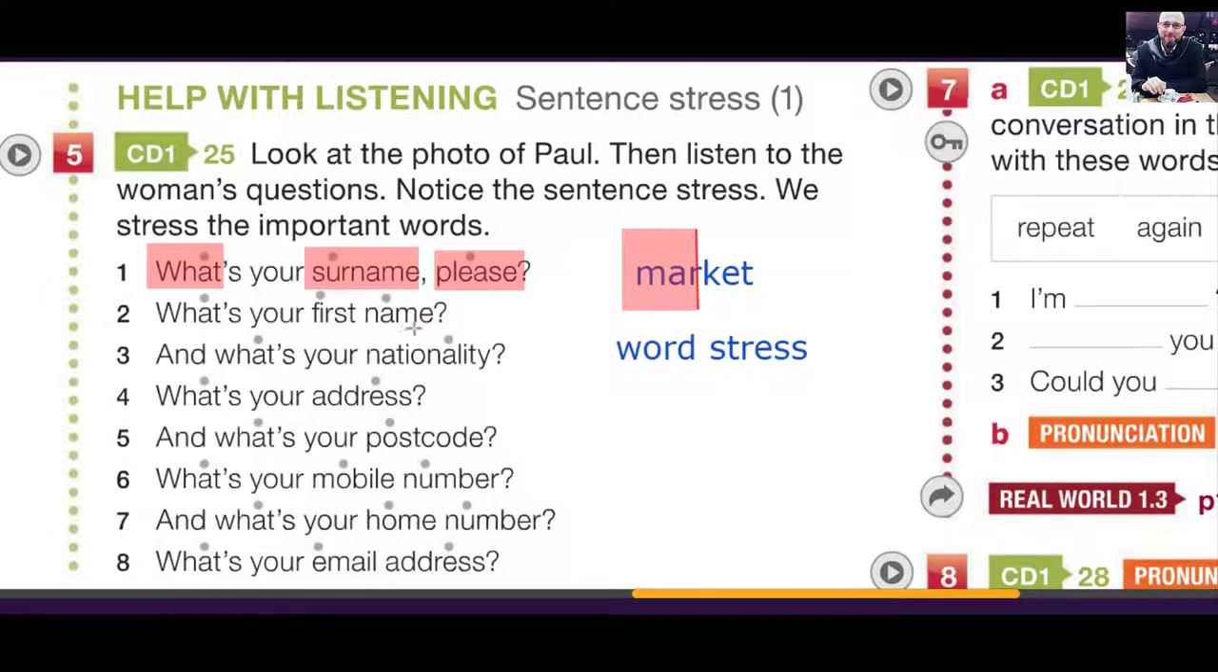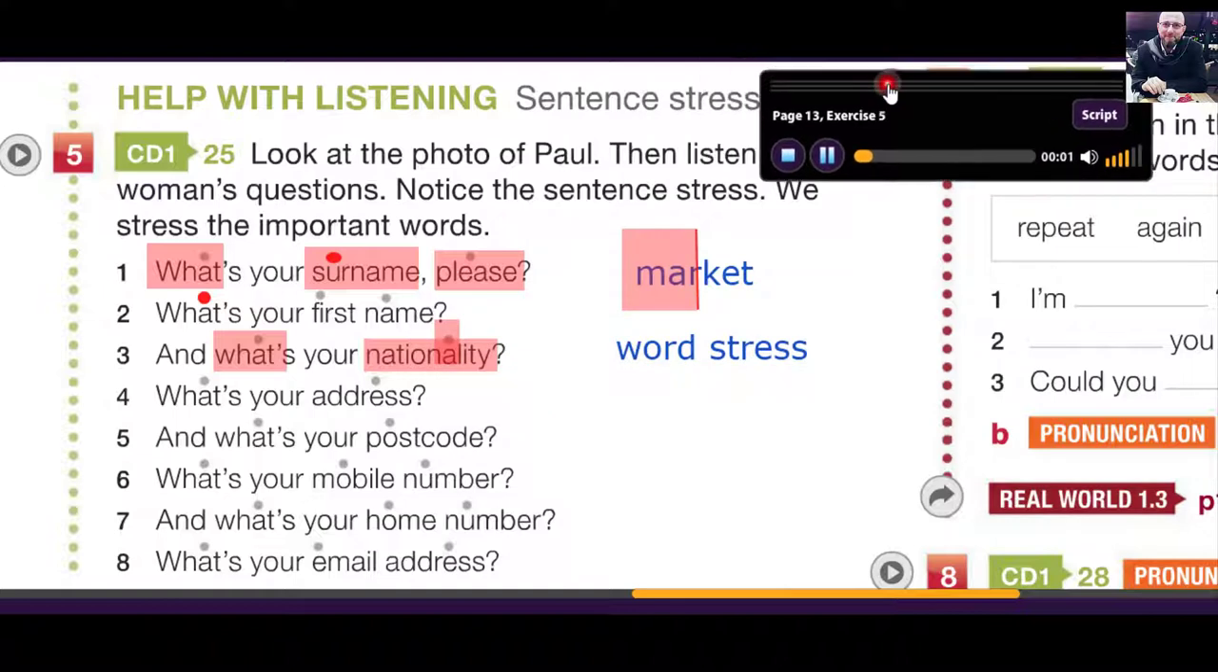What's your first name, please? And what's your nationality? So here, again, look, we have and nationality. Of course, with nationality, the stress is here in the word, okay? But we talk about all the words now, the whole sentence. So we say, and what's, we don't say and what, we say and what's. And what's your nationality, okay? So any word with stress, okay, here. So this is stress. Okay, the other words, they are not important, okay? So let's listen to these sentences and questions.